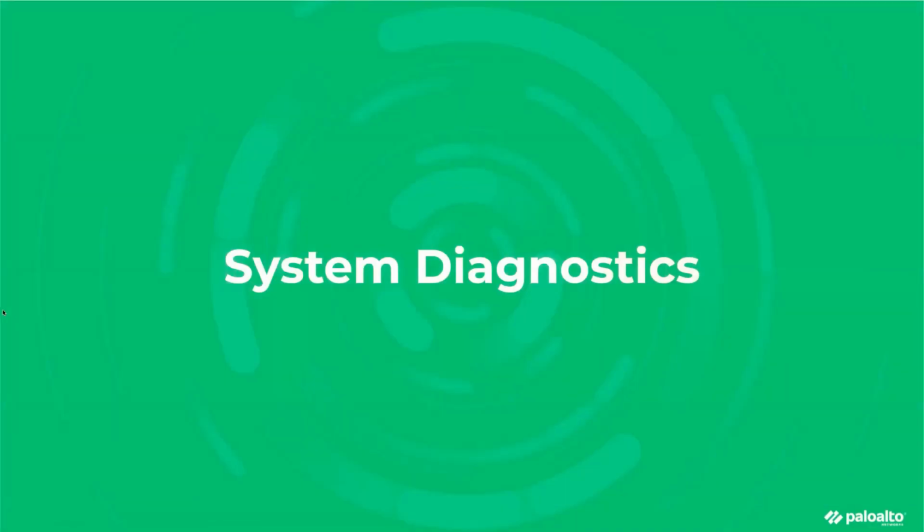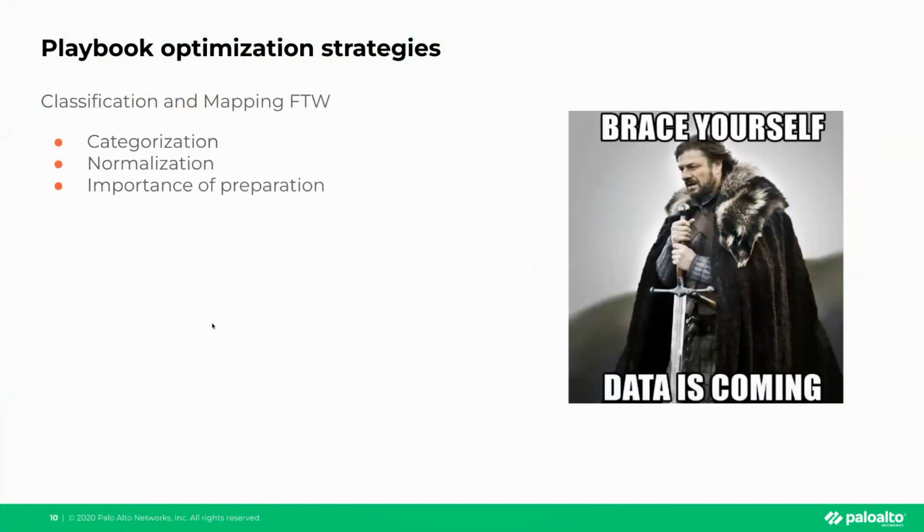So moving back to classification and mapping. Before I dive into the demo, I just want to take a quick moment to briefly explain to you what these are and why these are important. So, as you all know, classification is a powerful tool that places incoming alerts in appropriate categories or incident types in the XSOAR lexicon based on a classification key.